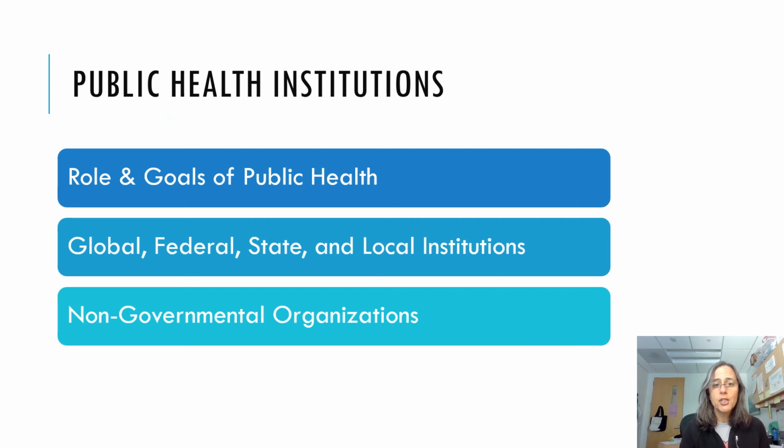So for public health institutions then, we talked about the role and goals of public health, a nice review of some things from the beginning of the course, and then talked about global institutions and then our governmental institutions at the federal, state, and local levels and what some of their responsibilities are. You'll have an activity for this unit that encourages you to explore that a little bit in more detail. And then we talked about the important role that non-governmental organizations serve and how much they actually contribute to support public health. So that's it for today. Thanks.